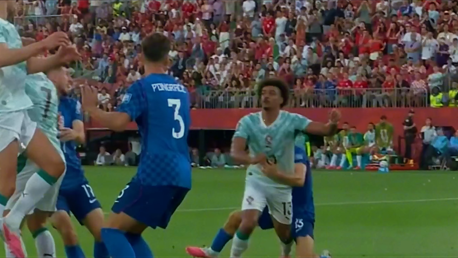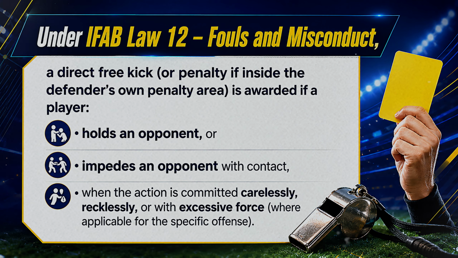Let's take a closer look. Is this contact by the Croatian defender on the Portuguese forward enough to be considered a foul? Let's take a look at the rules. According to IFAB Law 12, a penalty is awarded if a defender holds an opponent or impedes an opponent with contact inside their own penalty area. This comes with an action that is careless, reckless, or used with excessive force.